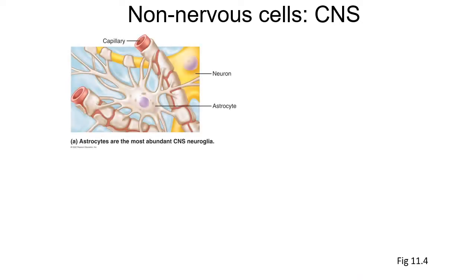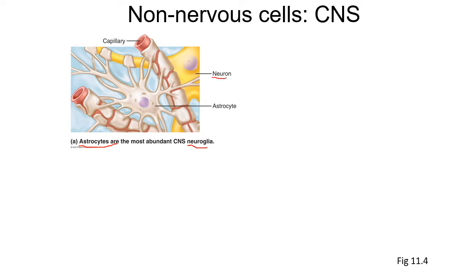Okay, so I'm going to start off with looking at these astrocytes. So an astrocyte is the most abundant of the glial cells. You might see them called neuroglia. Really, they mean the same thing there. So these are the most common ones.